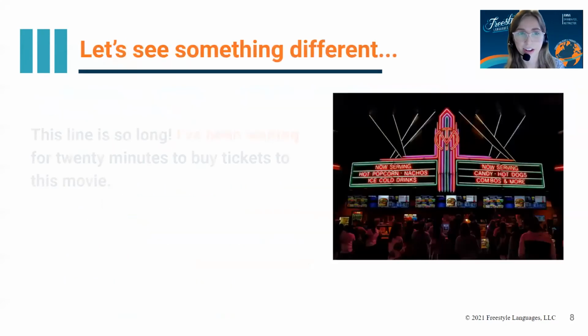Good. Okay, now we're going to see something different. We'll see some more examples. And again, pay attention to the verbs. Okay, what's going on here? How are they different from the last ones?